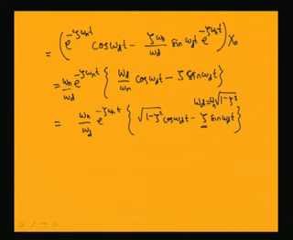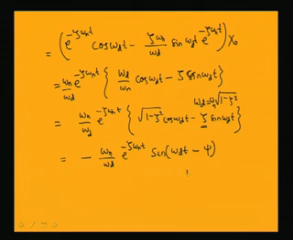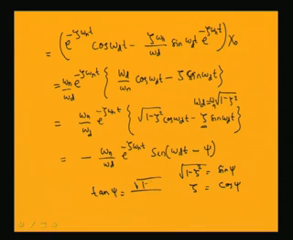If I take a negative sign common, this can be written as minus omega n by omega d e to the power minus zeta omega n t sin (omega d t minus psi). I have taken the square root of 1 minus zeta square as sin psi, and zeta as cos psi, or tan psi equal to square root of 1 minus zeta square by zeta. So the first term is reduced to minus omega n by omega d e to the power minus zeta omega n t sin (omega d t minus psi).